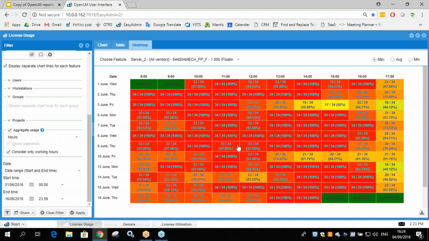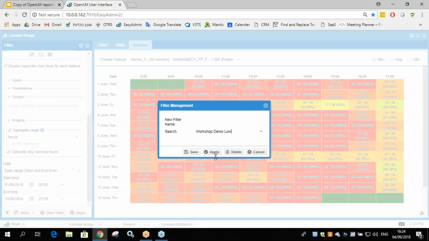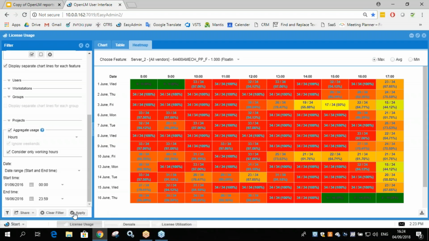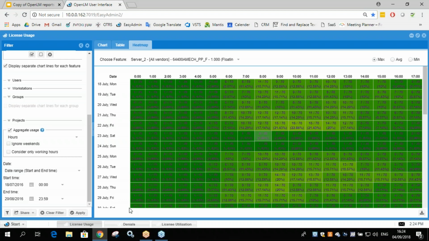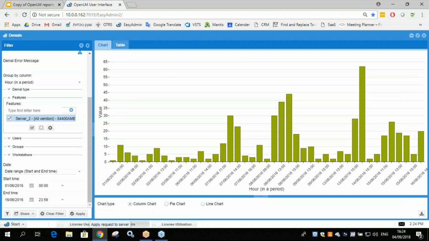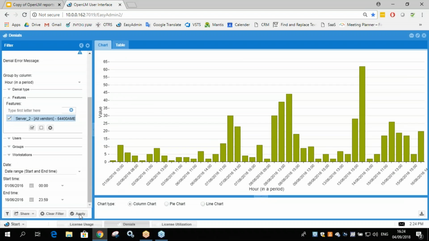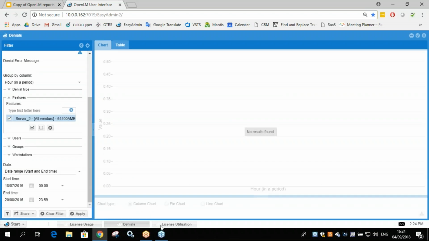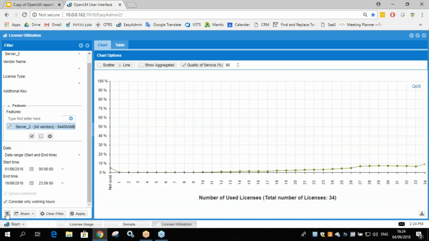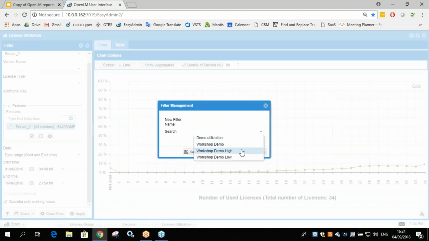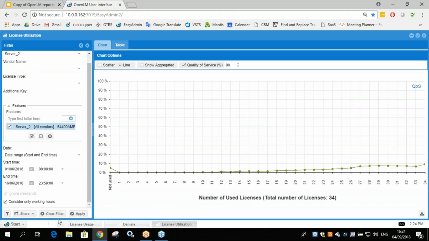Now again, let's compare the same, but with the low usage. Just to jump on it and go over it again. So the low usage looks like this. Let's show only the working hours for low usage this time. Low usage, denials, we saw that we have no denials. License utilization, let's see the difference between the high and low.